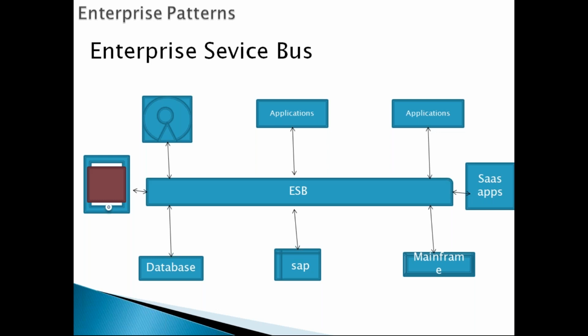the ESB is acting as a middle layer, and the ESB is able to transfer the data from one application to another application. And as you can see in this slide, all the applications are connected through the ESB, and none of the applications are directly connected to each other.